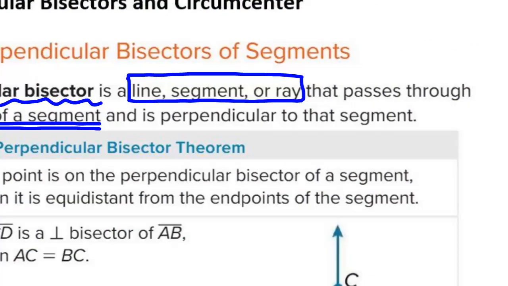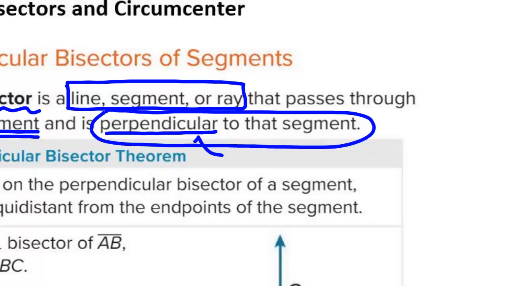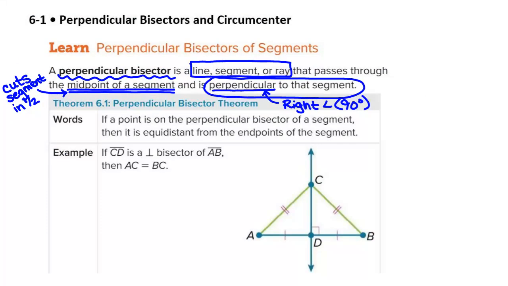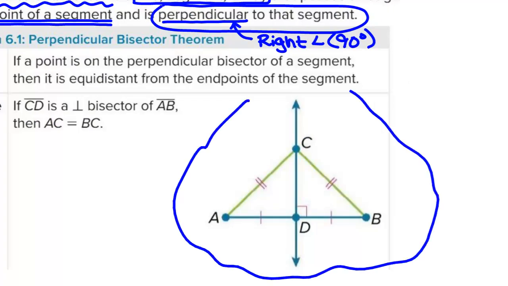And it is perpendicular to that segment. Perpendicular means what again? What does perpendicular mean? Yep, it means it forms a right angle, so a 90-degree angle. So when we talk about a perpendicular bisector, it cuts the segment in half and it makes a right angle. So we've got a picture of one down here at the bottom of my screen.